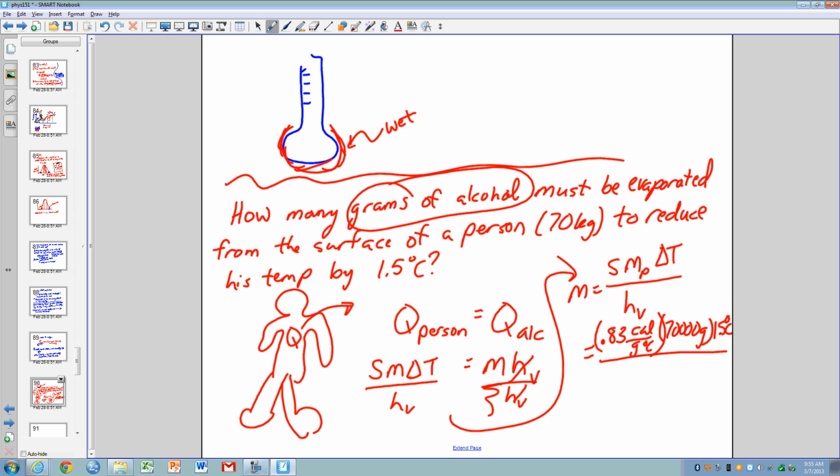And then that's divided by my heat of vaporization. For alcohol, that's not in your table, but it's in your book. It's 204 calories per gram. So alcohol has a heat of vaporization of 204 calories per gram. And then I can find that it's 427 grams, so about 0.5 kilogram of alcohol.